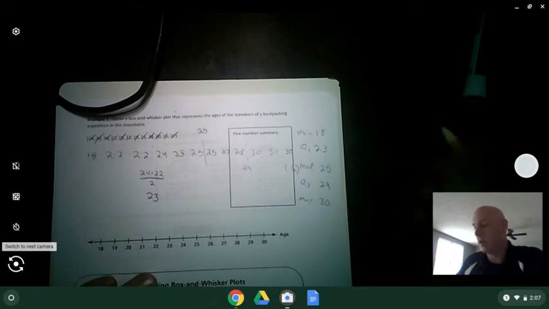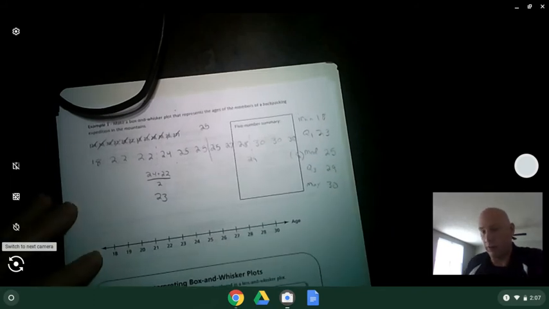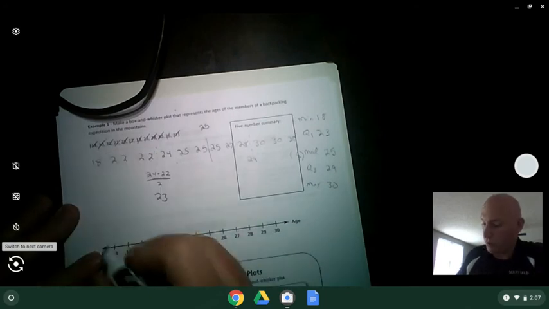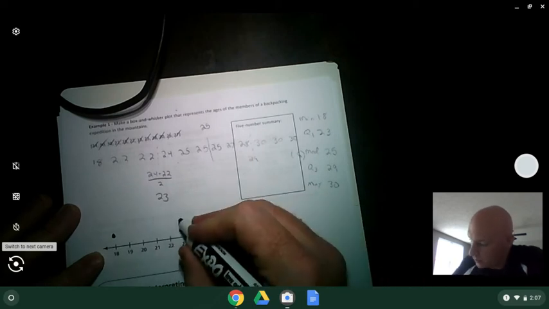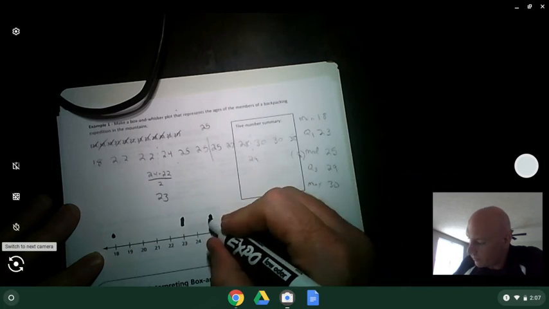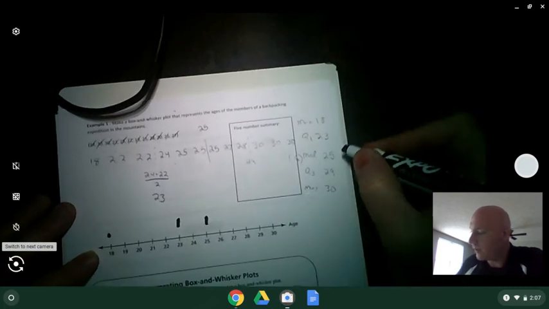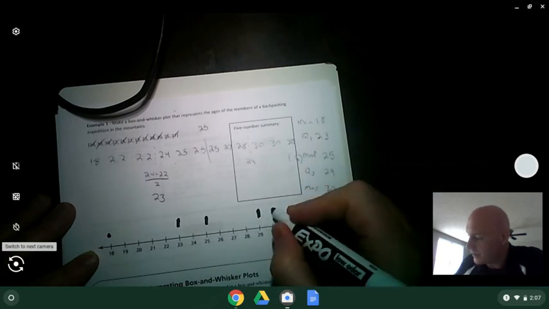Okay? So now to make your box and whisker plot, I'll actually do this with marker to make it a little bit nicer. First, just mark your first 5 numbers. So I know the lowest one was 18. I'll put a dot there. My next one was 23. That's a line. My next one was 25. That's a line. My next one was 29. That's a line. And then 30 is a dot.